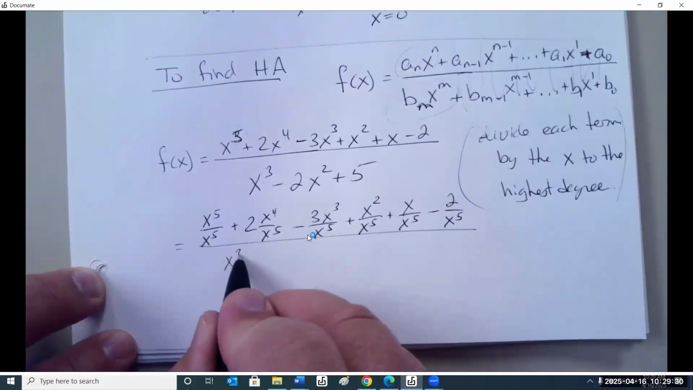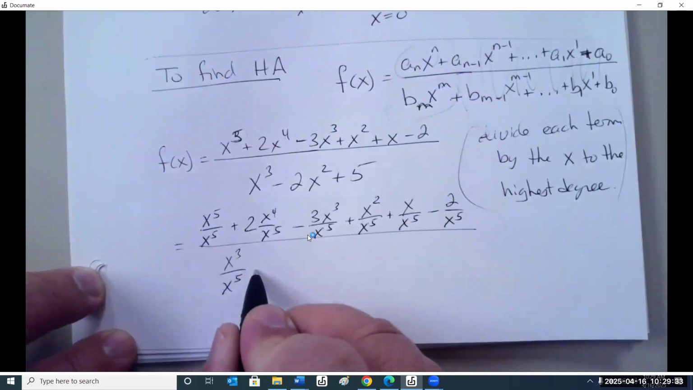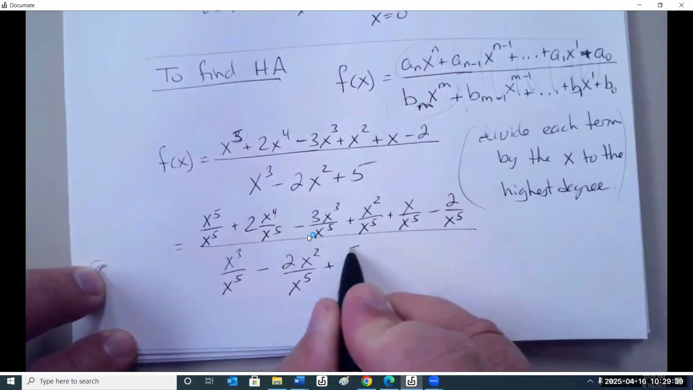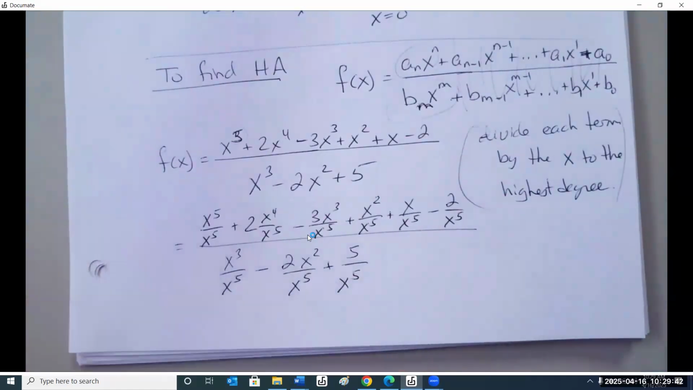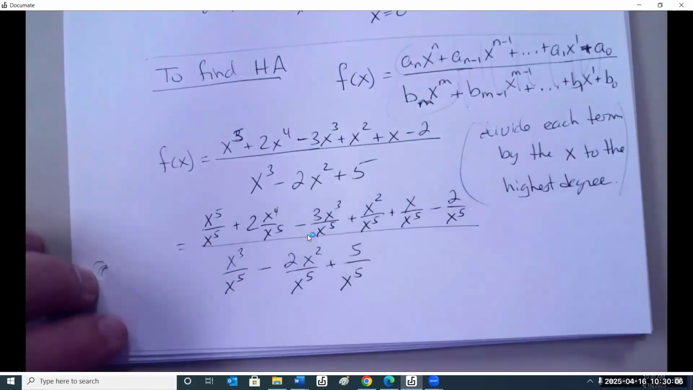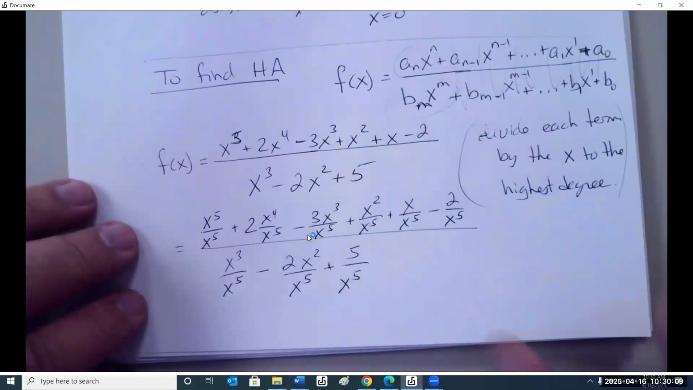Now on the bottom, we have x cubed, so we divide over the top and bottom. I'm changing everybody by the same value. Now let's look at what happens here. Let's do division on each one of those. So x to the fifth over x to the fifth becomes what? It becomes 1.